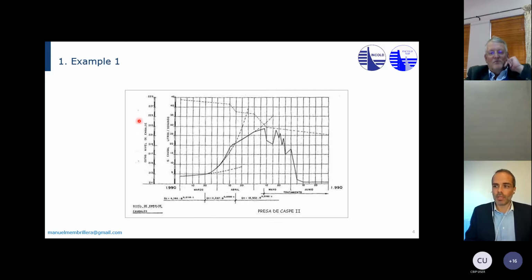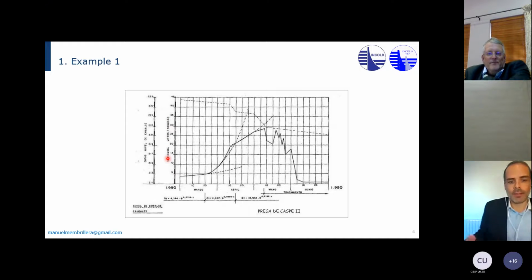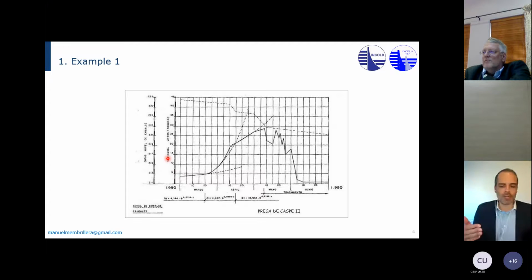So these are pool levels, and this is the seepage rates that were collected in the weir, the total seepage. So the total seepage that was collected and measured, because this does not mean that the dam had more seepage, but this is what the monitoring system gathered. Of course, these were manual readings back in the day. You can see this is March 1990, and this is June 1990.